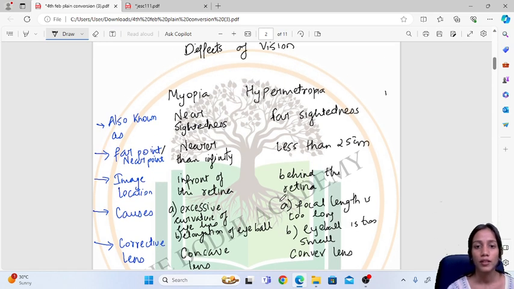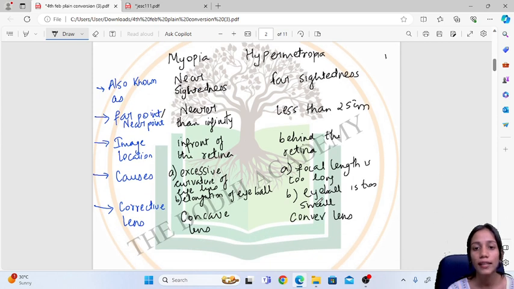Okay, so now we know that hypermetropia is known as farsightedness, and the near point of the eye is less than 25 centimeter. The image location is behind the retina. The causes are that the focal length is too long and the eyeball is too small. Okay, and the corrective lens used over here is the convex lens.